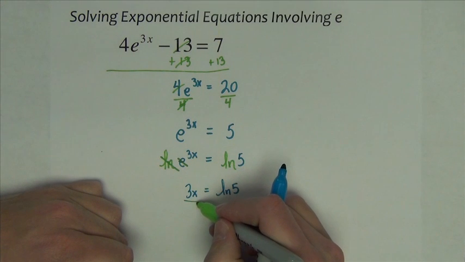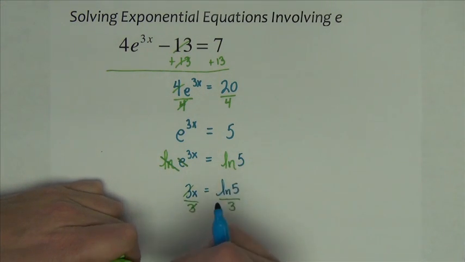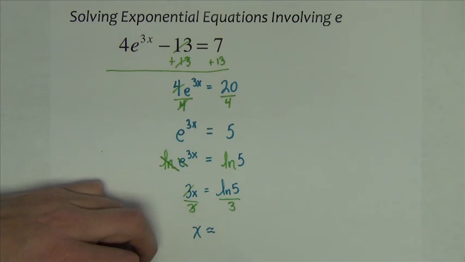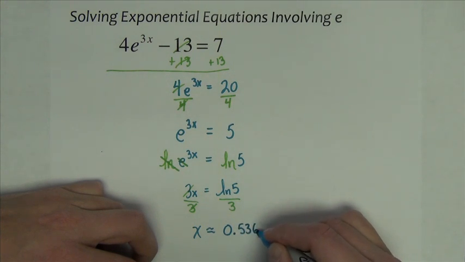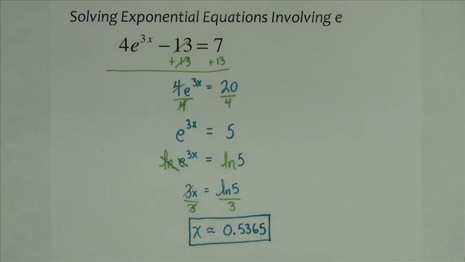We can finish this problem by dividing by 3, and we get x equals, or is approximately equal to, I get 0.5365. Again, 4 digits of decimal accuracy is preferred here in all these problems.